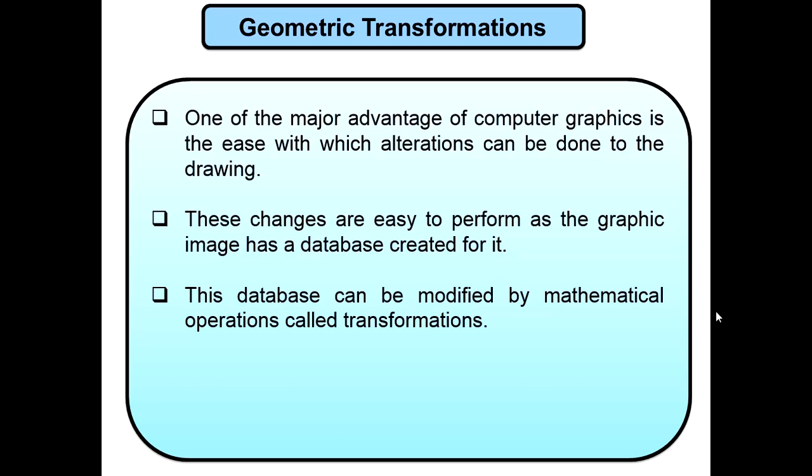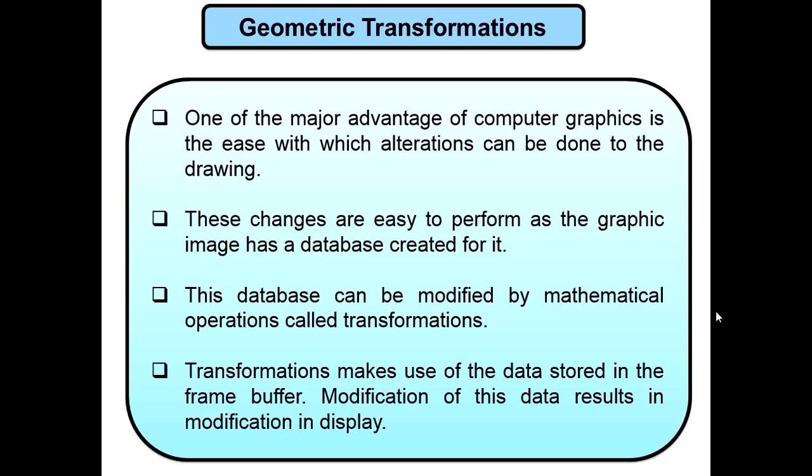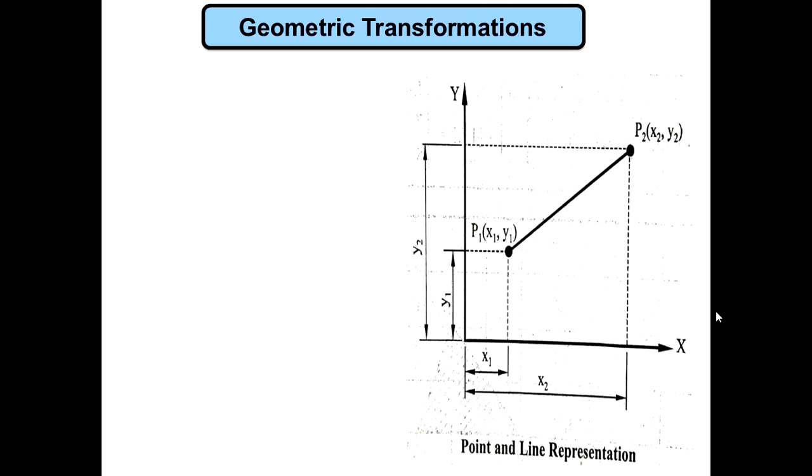So what we are seeing are the transformations. This database we are going to modify with the help of these basic geometric transformations that we are going to see. These transformations will use the data which is stored in the frame buffer, and these modifications of the data will result in the modifications of the display. We will see that. Now let us see how the geometric transformation will work.